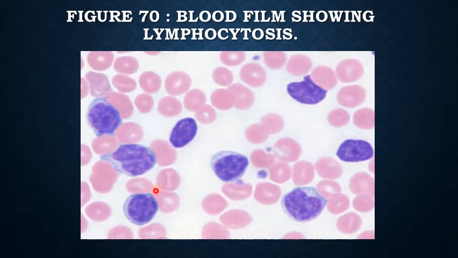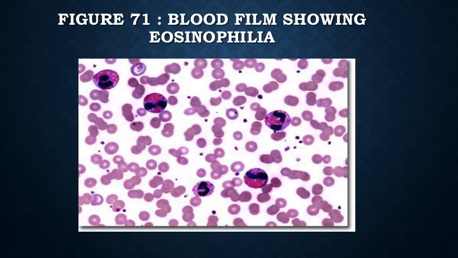This is a lymphocytosis. And generally, lymphocytosis is seen in viral infection. This is eosinophilia. These are eosinophils, with bilobed nuclei and eosinophilic or orange-colored granules in the cytoplasm. Eosinophils increase in allergic conditions, as in asthma or high fever, or in parasitic infestation.